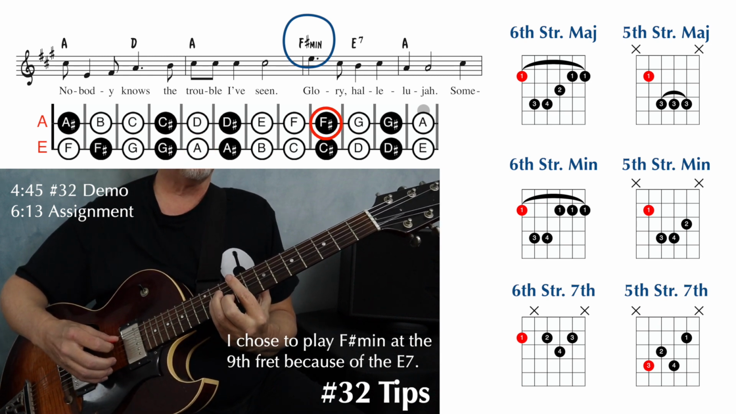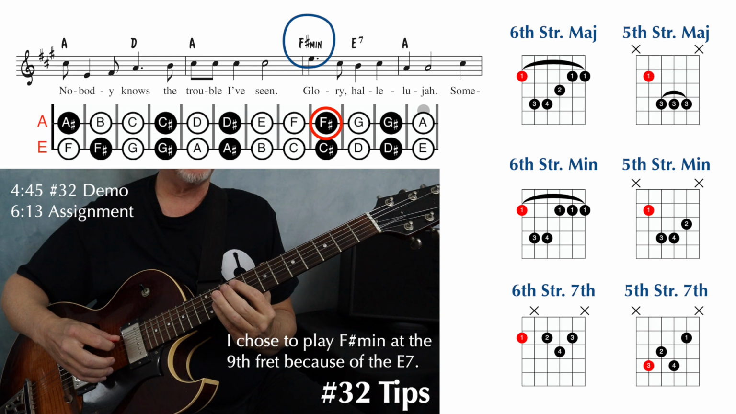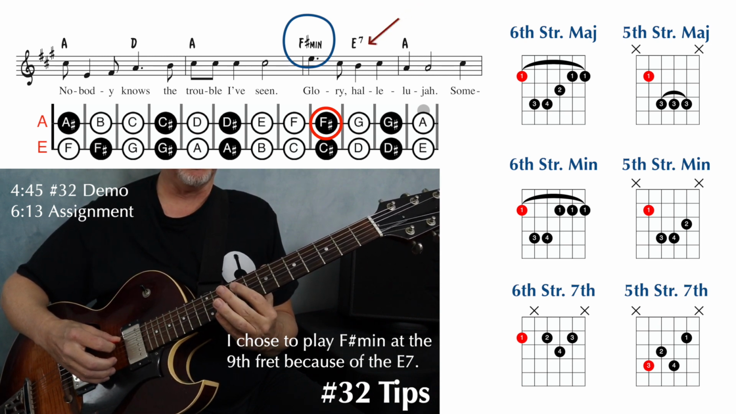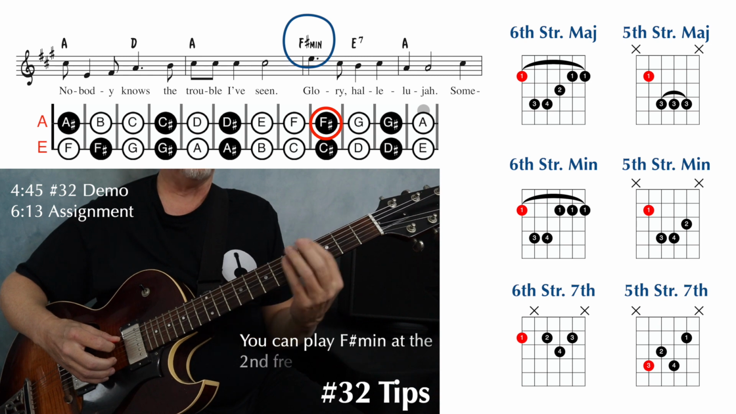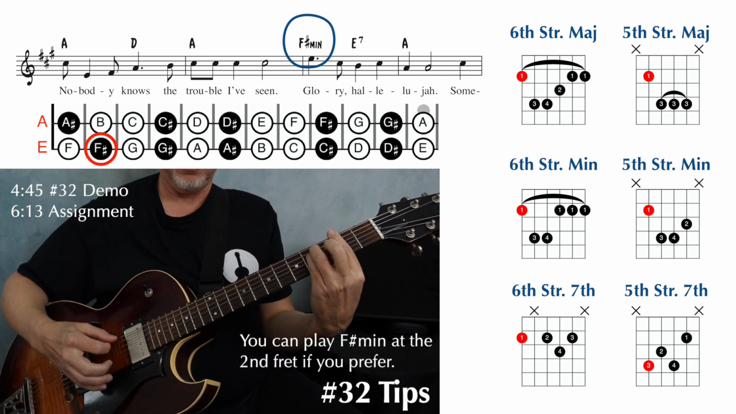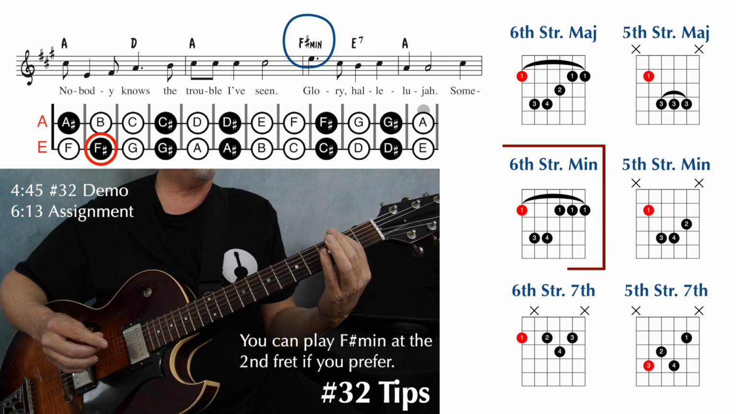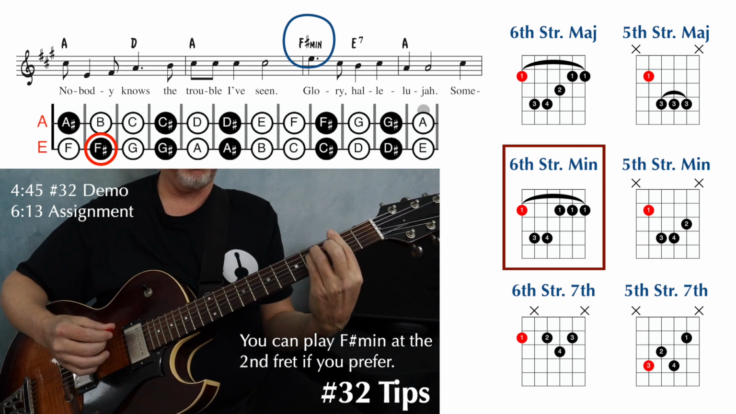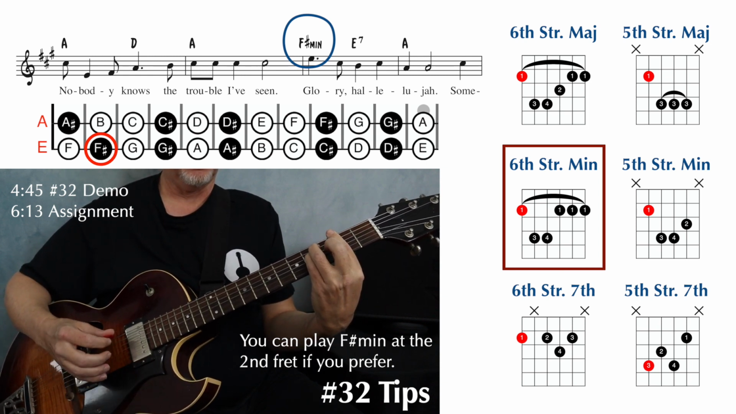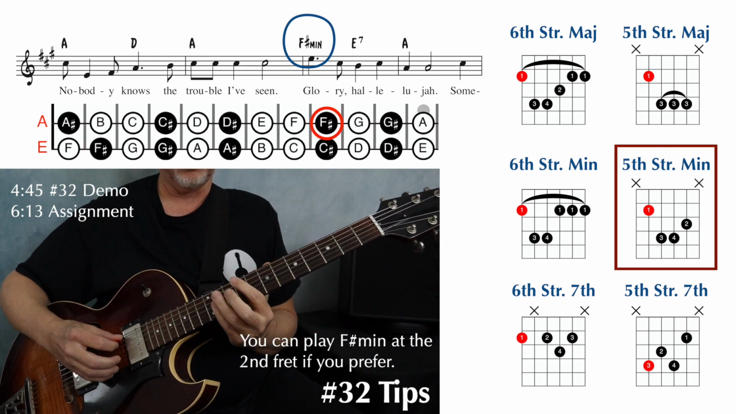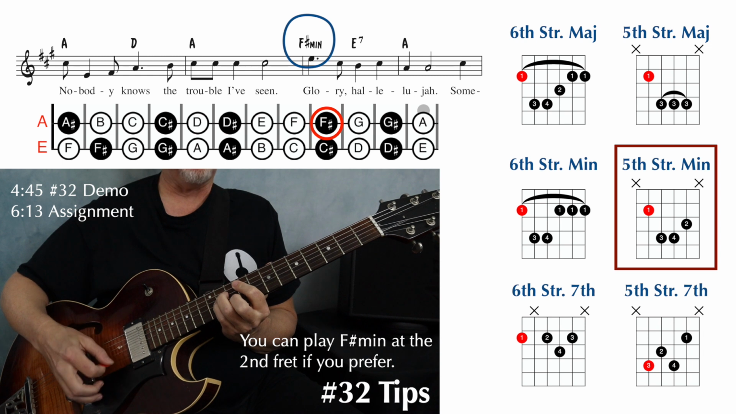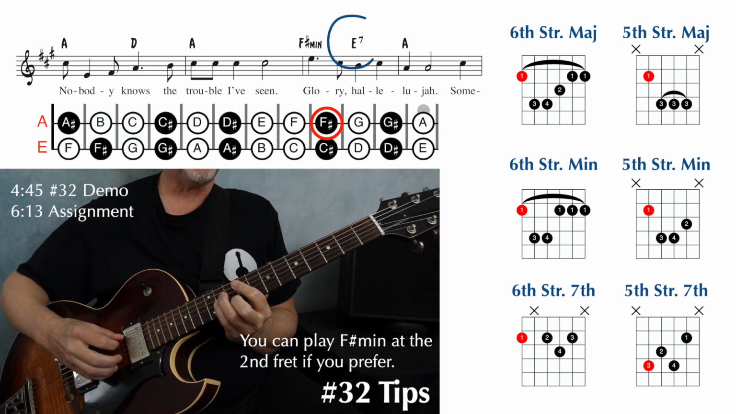but I'm going to opt for the F sharp minor 7 up at the 9th fret, mainly because we have an E7 following that F sharp minor. And the E is always going to be 2 frets lower than F sharp, so that'll put us pretty close to that E7. Now if you want to play the F sharp down here, you would play your 6th string minor shape at the 2nd fret. And the way I'll be doing it will be up at the 9th fret, using our 5th string minor shape for that. And then we have an E7.